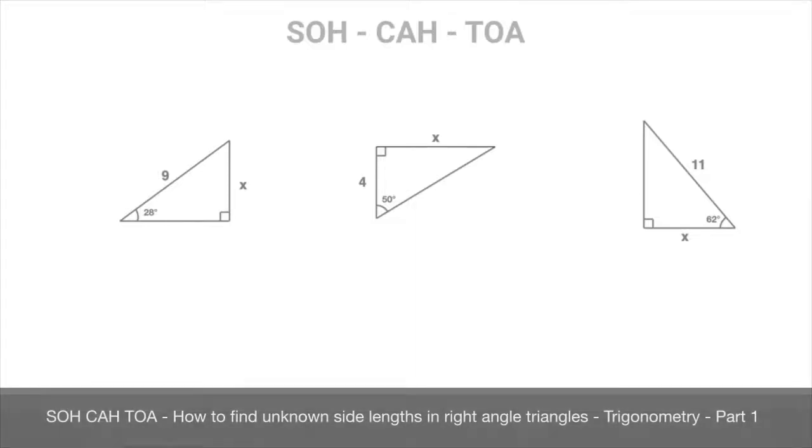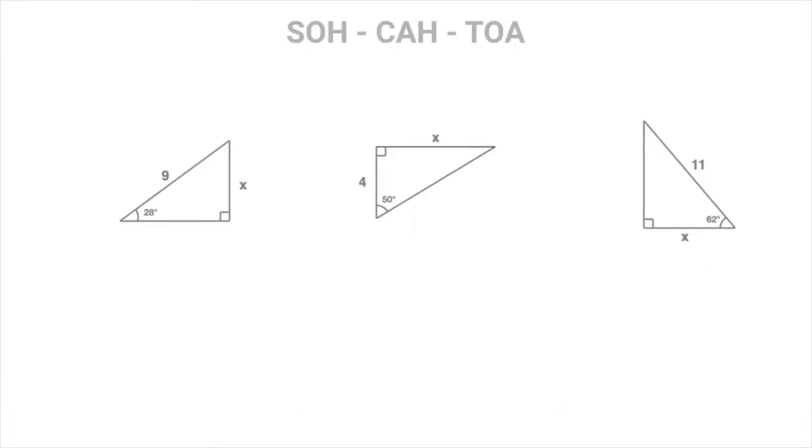In this tutorial, we learn how to use SOHCAHTOA to find unknown side lengths inside right-angled triangles. Remember, when we write SOH, CAH, and TOA, we should read those as follows. SOH tells us that the sine of an angle equals its opposite side length divided by the hypotenuse. CAH tells us that the cosine of an angle equals its adjacent side length divided by the hypotenuse. And finally, TOA tells us that the tan of an angle equals its opposite side length divided by its adjacent side length.